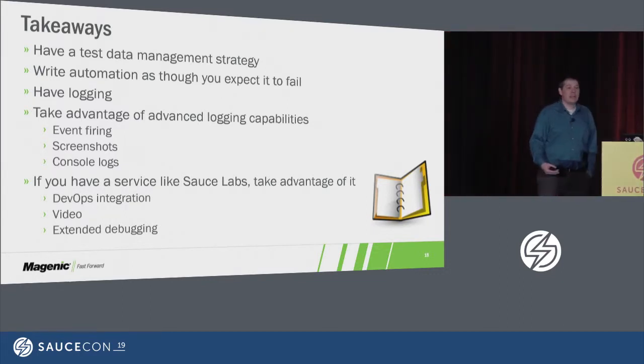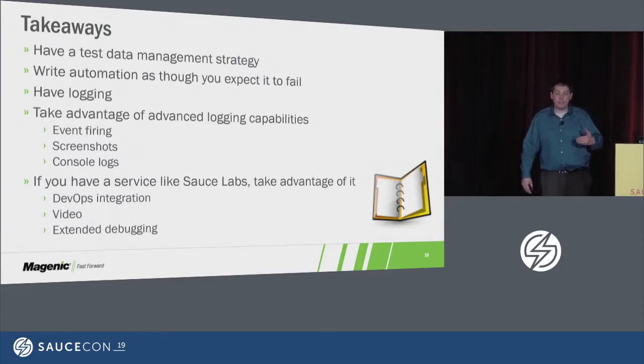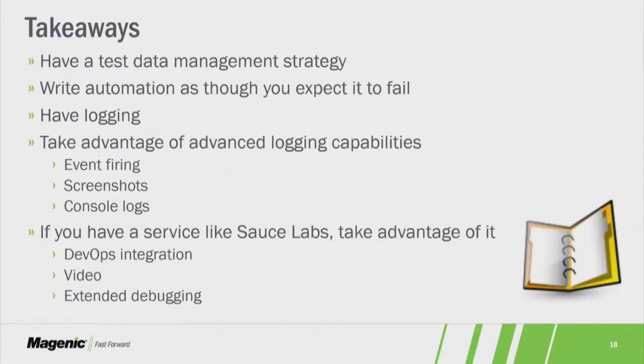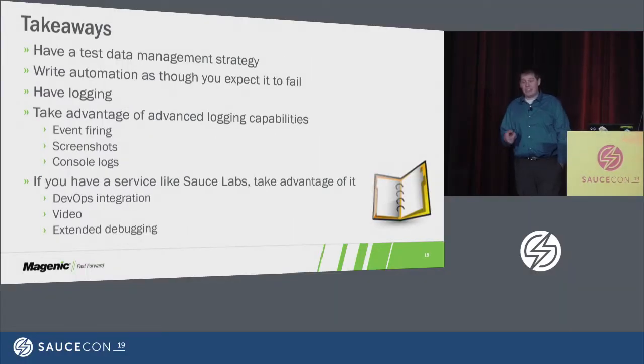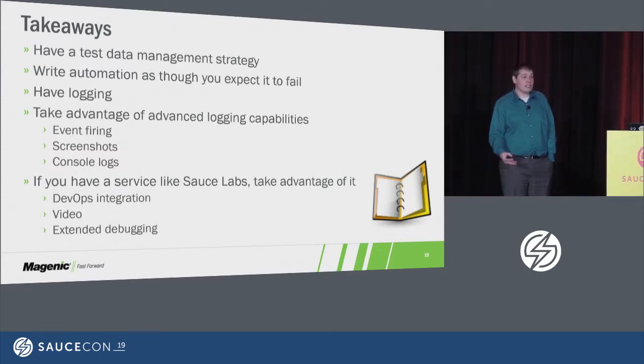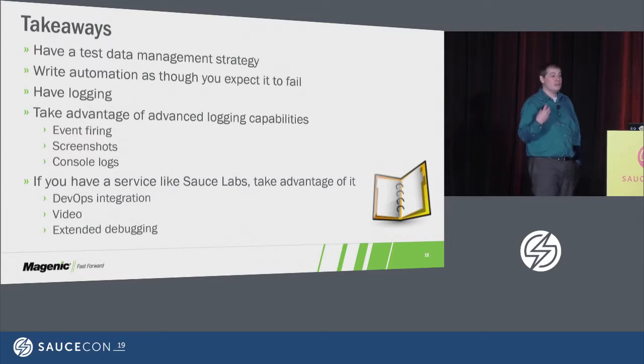Make sure that you have logging. You want to have this artifact so you can go back to, this is your proof of what happened. How exactly did I run this, and why is this a thing? And take advantage of those advanced logging capabilities. For instance, event firing. If what you're using doesn't have event firing, build it. It's a simple wrapper on top of whatever testing framework you're using. You basically just make it intermediary.